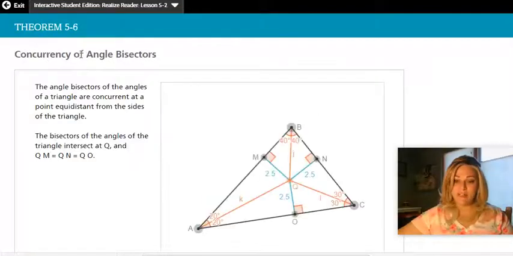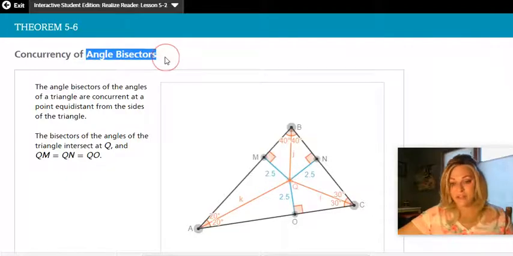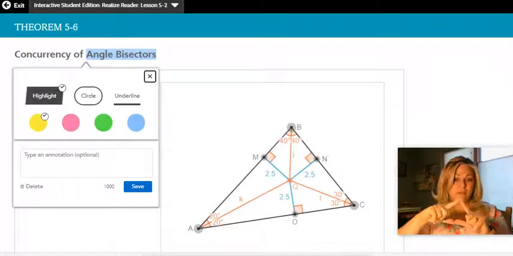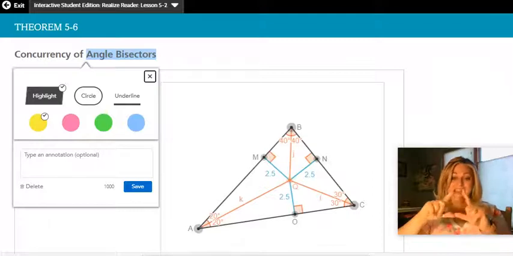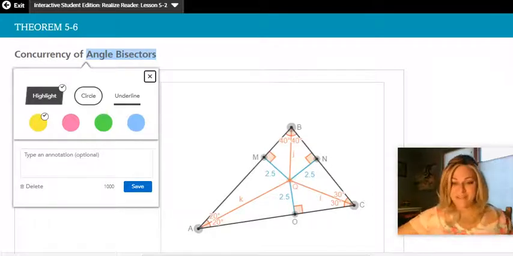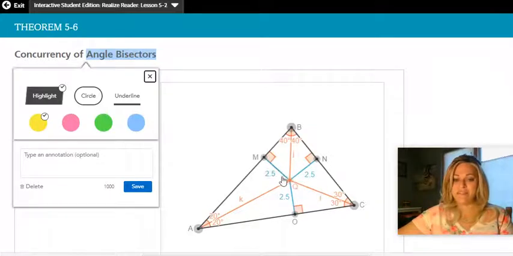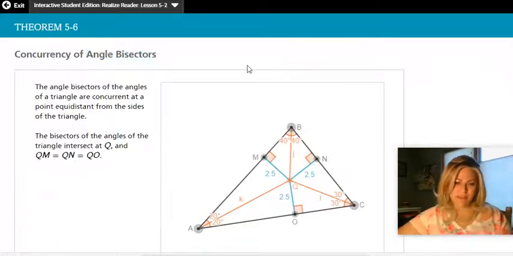Now we're going to do concurrency, or point of concurrency, for angle bisectors. You have to know the difference between these. So the perpendicular bisectors, which is kind of confusing, cut the sides perfectly in half at a 90-degree angle, but they're equidistant to the corners or the vertices. The angle bisectors cut each of the angles in half, but then they're equidistant from each of the sides. So it's kind of opposite of what you think.